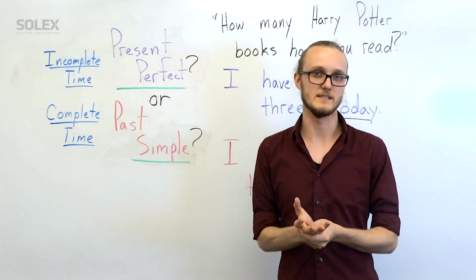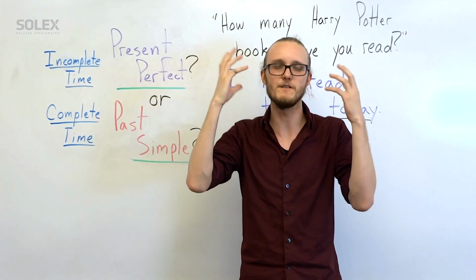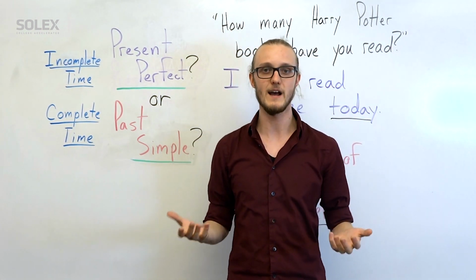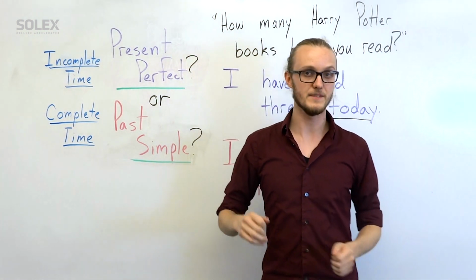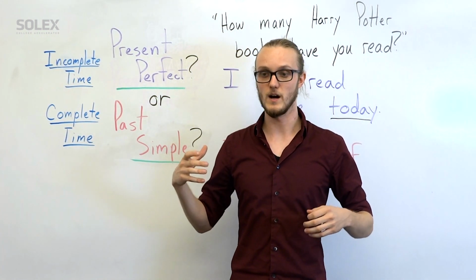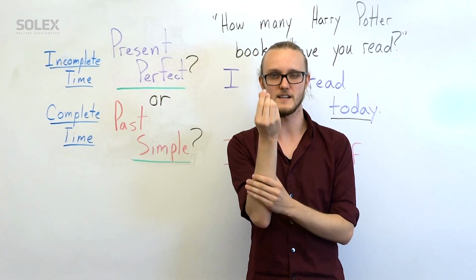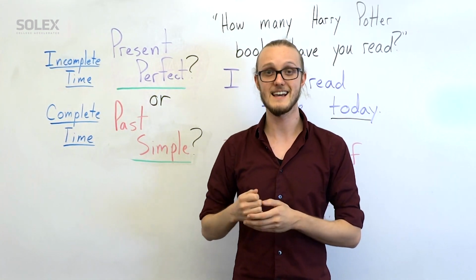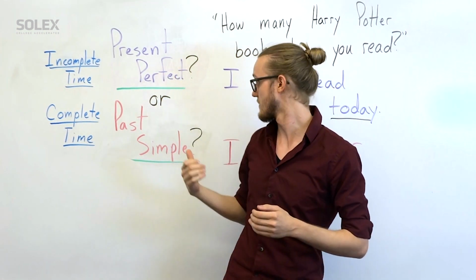So how to practice this? What you should do is you should think of an event in your life, something that you have done. Something that you did when you were young, maybe even a couple of hours ago. I want you to think of this event and I want you to say it in both the present perfect and the past simple.